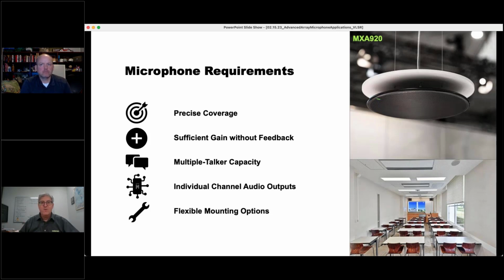And so, you want to definitely pick a microphone that gives you plenty of options to adapt to the ceiling structure that's there in the room. And the 920 gives you a choice of several different accessories for everything from a drywall ceiling to a drop ceiling to no ceiling. Right.